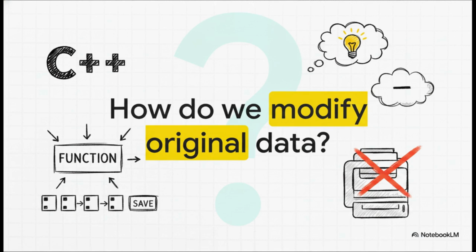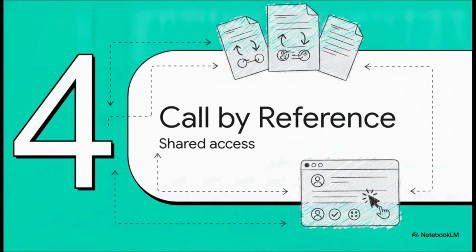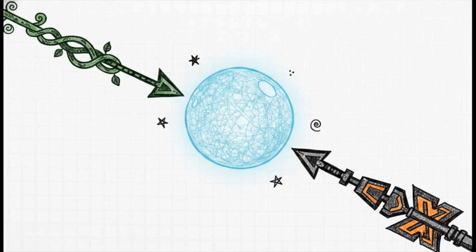What if we want to save memory and avoid making those clunky copies altogether? Well, that brings us to Section 4, Call by Reference. If call by value was a photocopy, call by reference is like collaborating on a live shared Google Doc. Everyone is editing the exact same page at the exact same time.